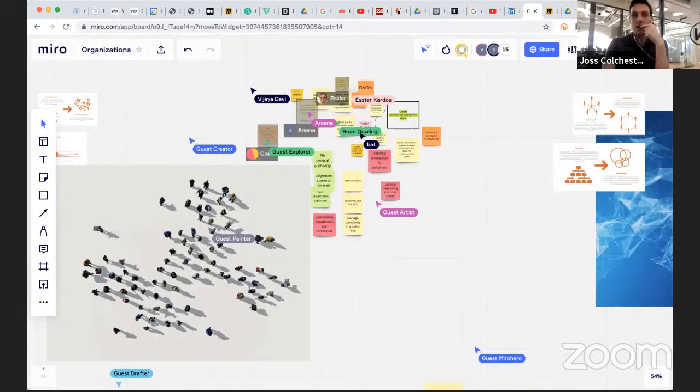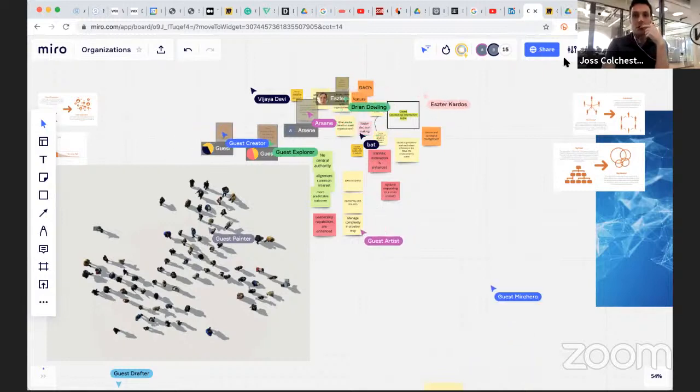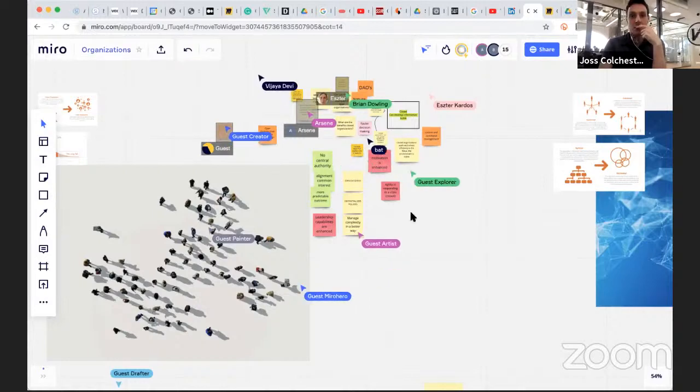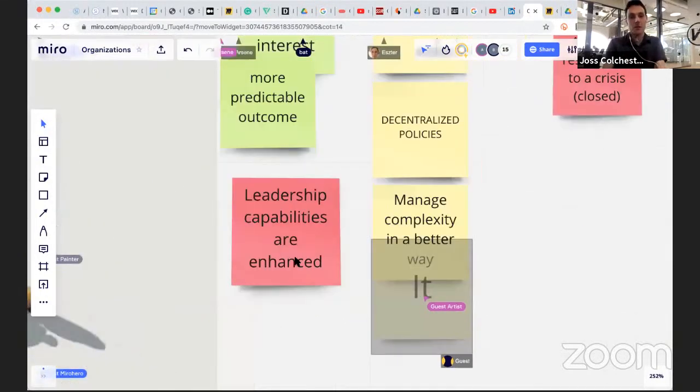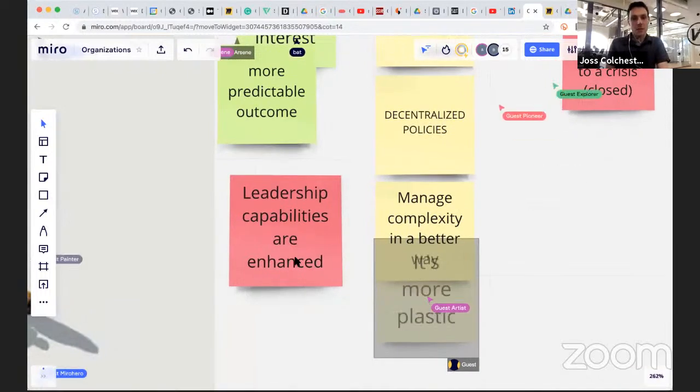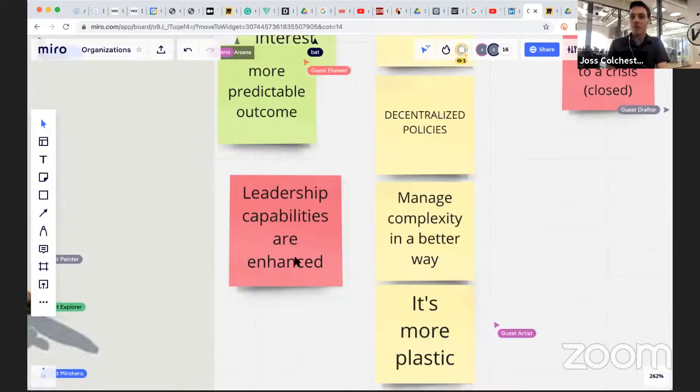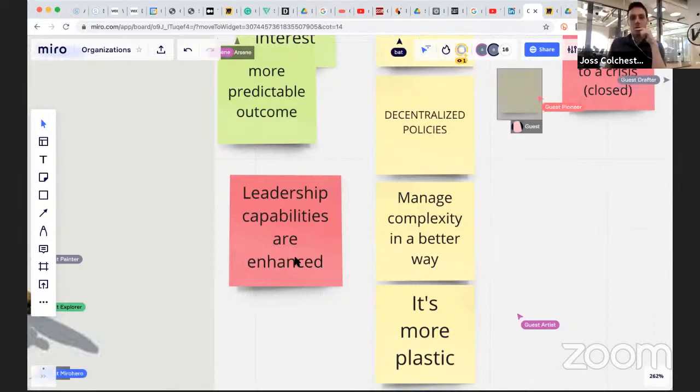Okay, I'm going to jump in and we'll take a look at some of these. See what you posted up here. You can stay posting if you have ideas. Leadership capabilities are enhanced. Someone want to talk on this? Leadership capabilities, do you mean in centralized or decentralized organizations?